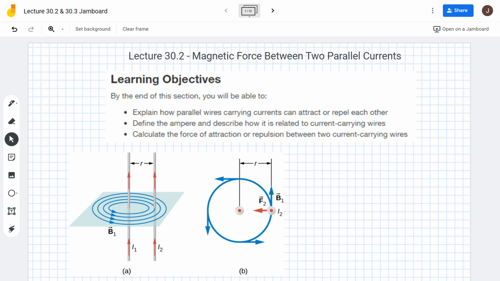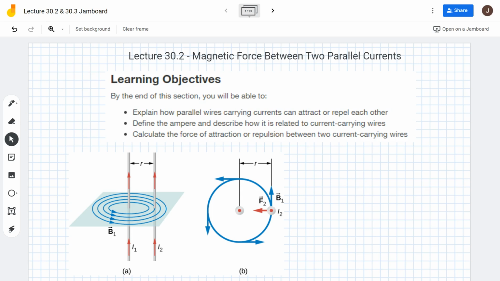Welcome back, everyone. This is going to be the second lecture in Chapter 30. In this lecture, we're going to focus on the magnetic force between two parallel currents. So if you have two wires that are next to each other, they're actually going to experience a force on each other. So we're going to talk about that today.